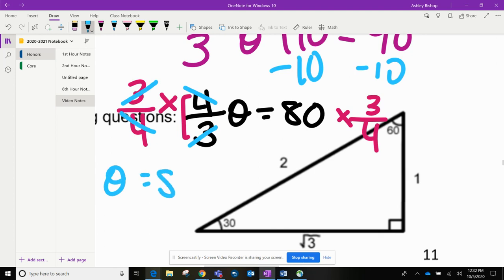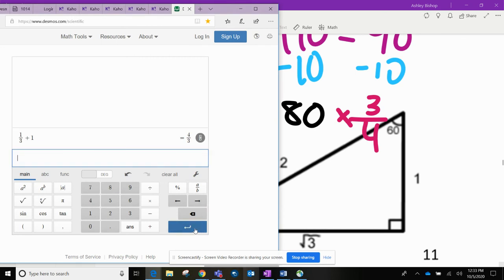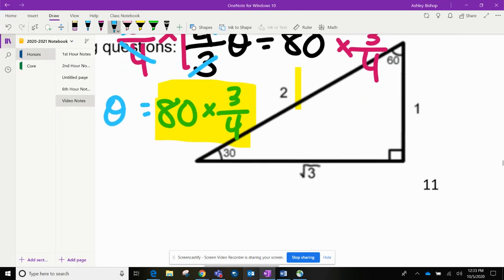is equal to 80 times 3/4. And it's okay to have this. Put this in your calculator. Your calculator can handle that. Go to your calculator. Do 80 times 3/4. And theta is equal to 60. Theta is equal to 60.